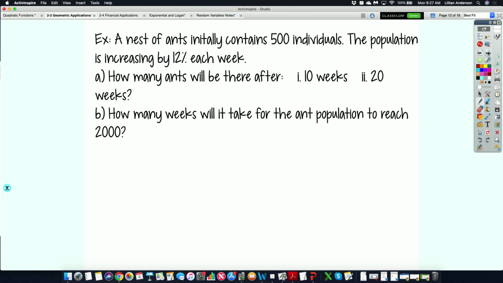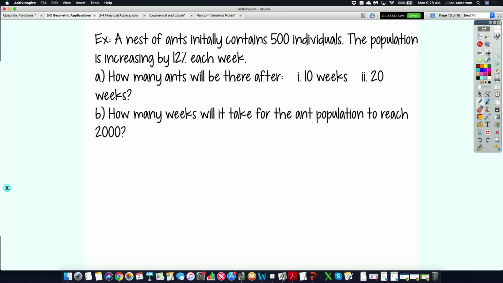All right, let's look at this next one. A nest of ants initially contains 500 individuals. The population is increasing by 12% each week. How many ants will there be after 10 weeks and after 20 weeks? And then, of course, how many weeks will it take for the ant population to reach 2,000?